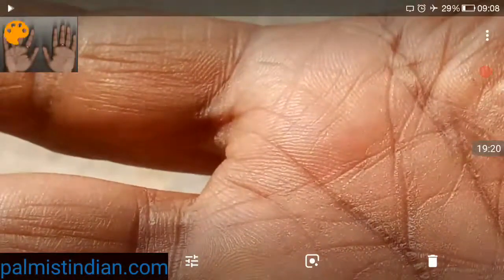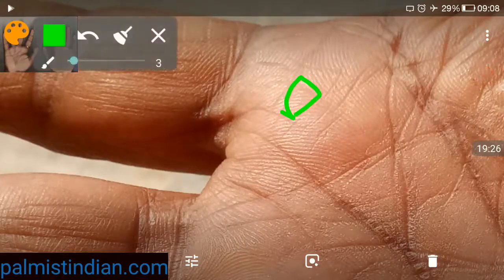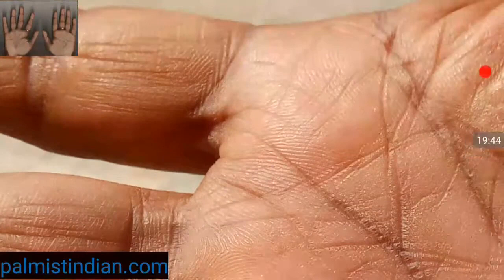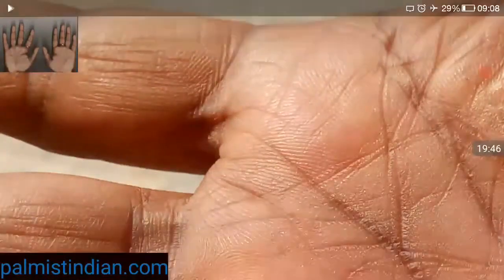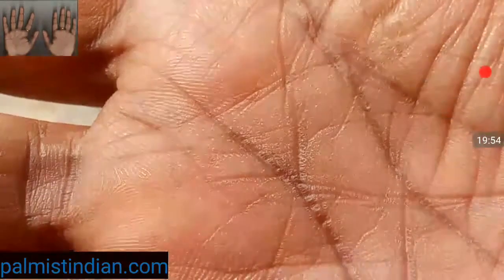We do see that there's a square-like formation under the finger of Jupiter. Jupiter is basically for high position in life. A person having a square-like formation under the finger of Jupiter means that the person would be able to keep his position intact, and would not fall from a high position. Whatever position he has attained in his life, the person would not fall down below that.